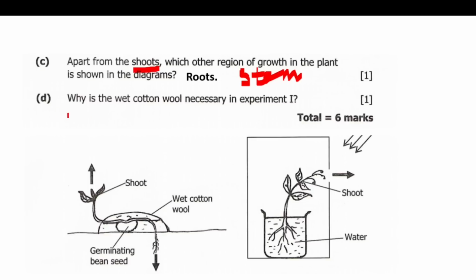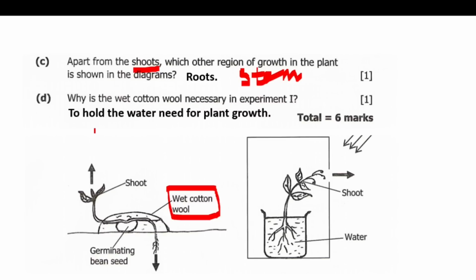Then D, why is the wet cotton wool necessary in experiment 1? So there's a wet cotton wool here. Why is it necessary? To hold the water needed for plant growth.